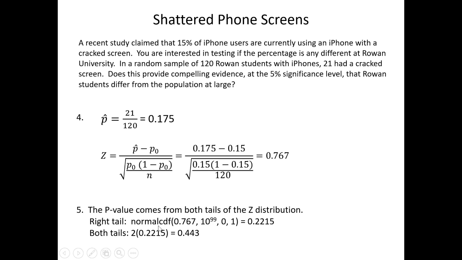Okay, so for this standard normal distribution, we can find the area under the curve, starting at our test statistic and going to a large positive number, like positive infinity, on the standard normal. So there's about 0.22 in each tail. We double that, we obtain our p-value of about 0.443.